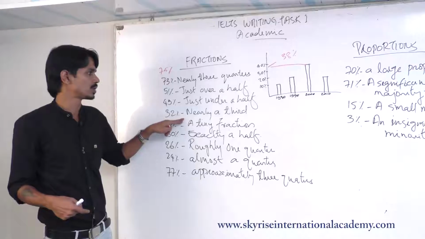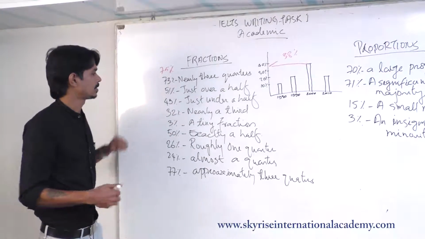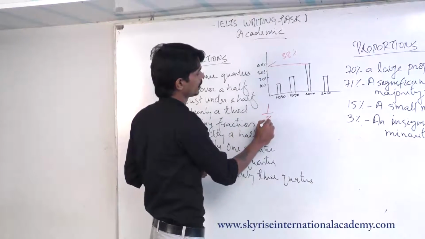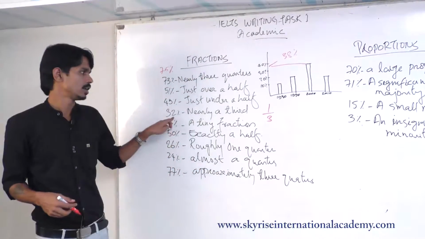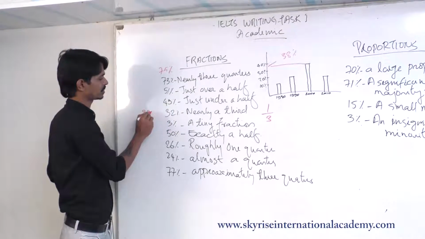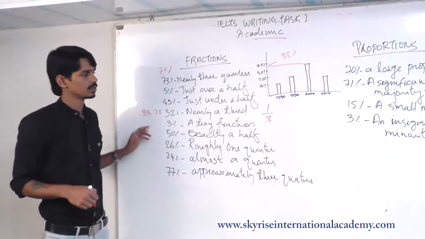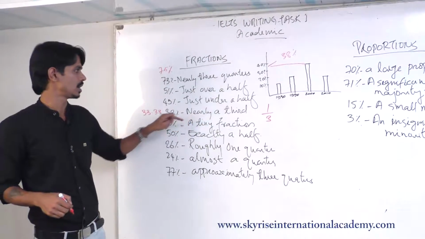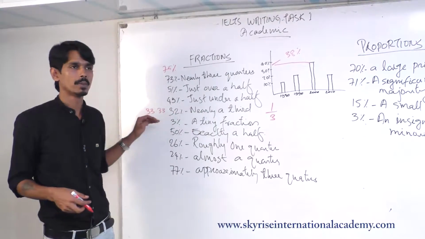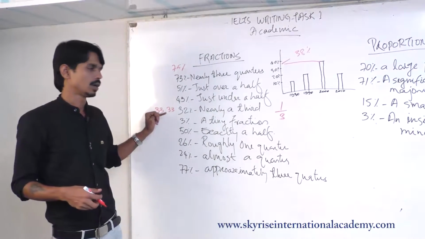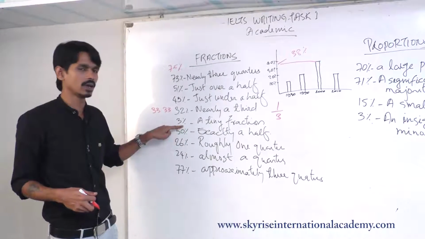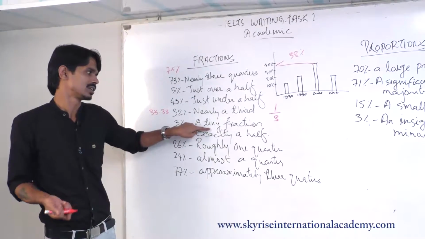Okay, now 32%, nearly a third. Nearly a third means nearly 1/3. It is not absolutely 1/3. For it to be exactly 1/3, it has to be 33%. So that is nearly a third. When you say nearly a third, if it is 32%, you can definitely use this word here, because it's not absolutely 1/3. Now 3%, if you get a figure like this, you could simply use a tiny fraction.